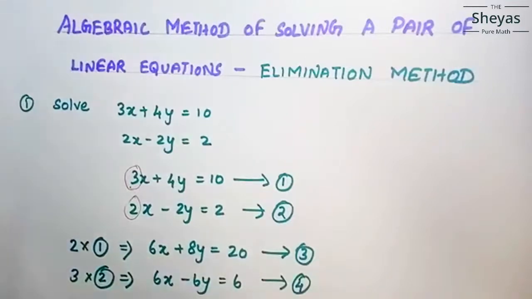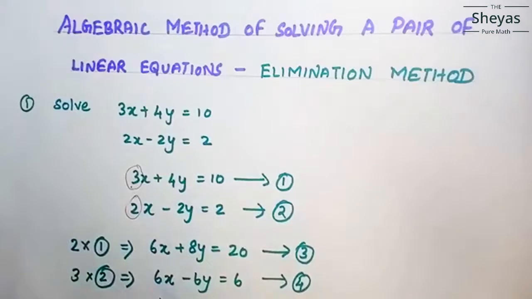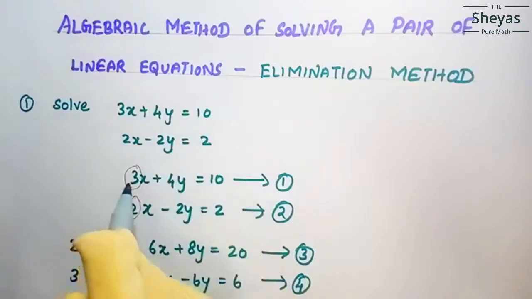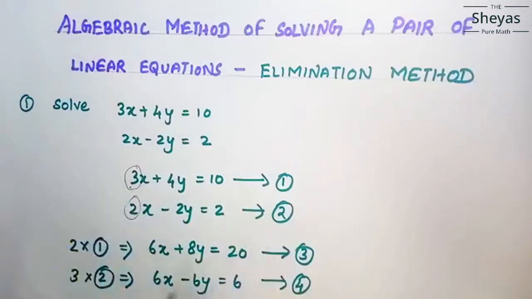Just see here. Now you have got 6x here and 6x here also. And if you subtract, this x variable will get eliminated and you will get the value for y. That's why I am multiplying 2 with the first equation and 3 with the second equation.